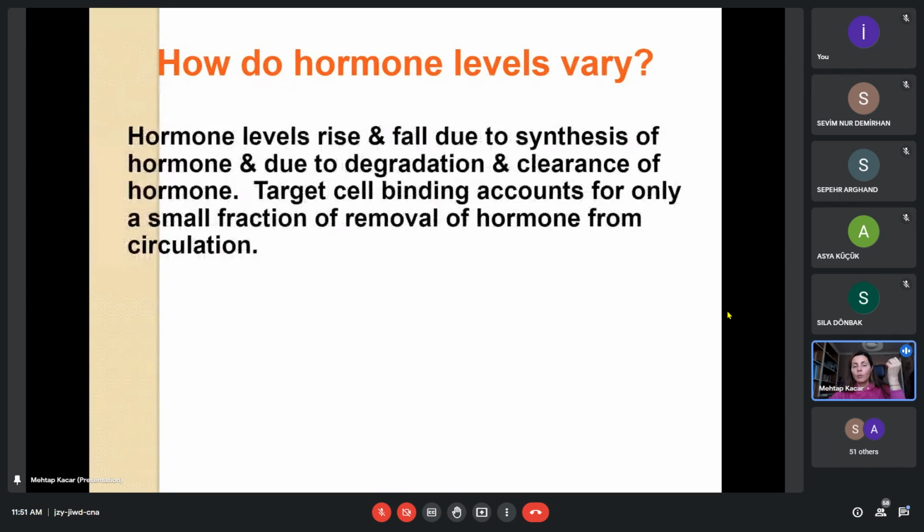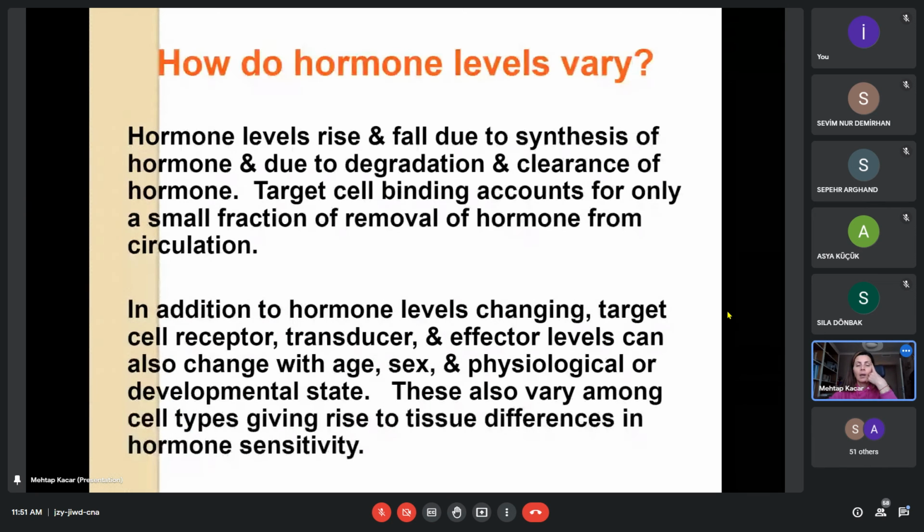And how do hormone levels vary? Yes, hormone levels can rise and fall due to synthesis of hormone, degradation of hormone, clearance of hormone. In addition to hormone levels changing, target cell receptor, transducer and effector levels can also change with age, sex, physiological, or developmental state. Do you have any question?